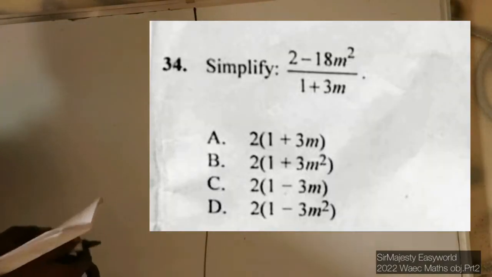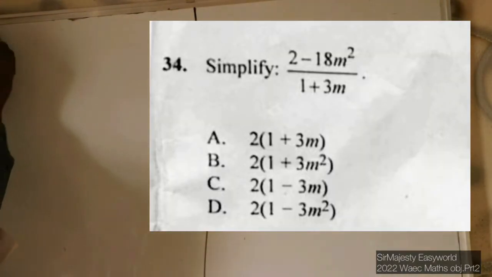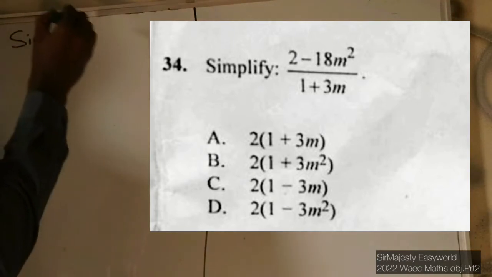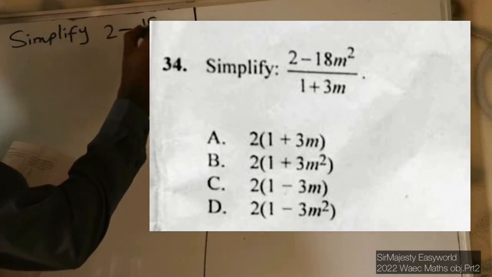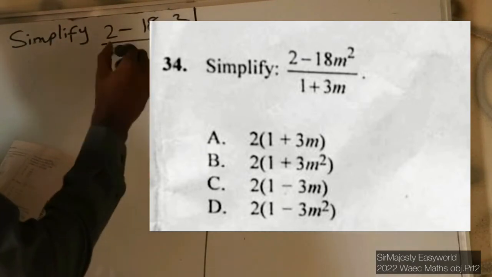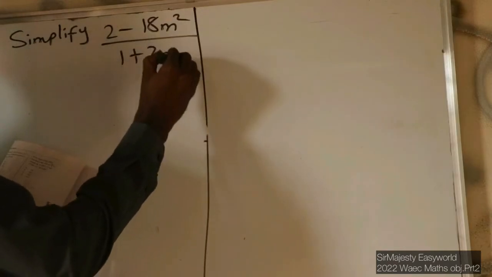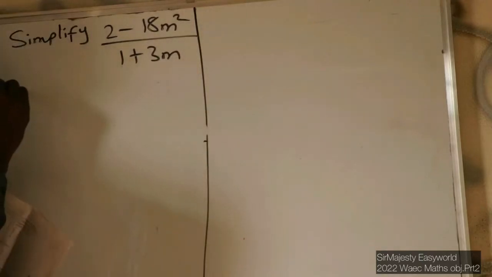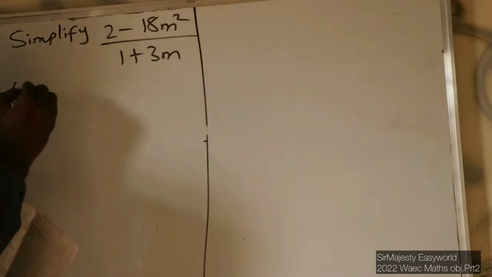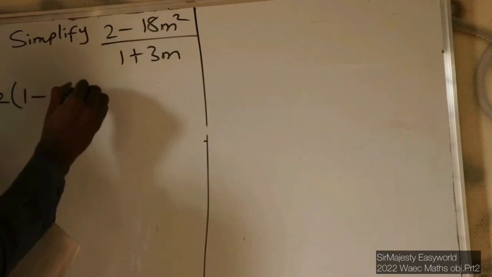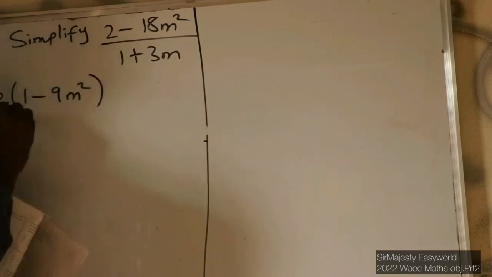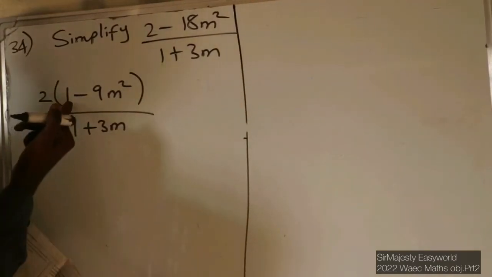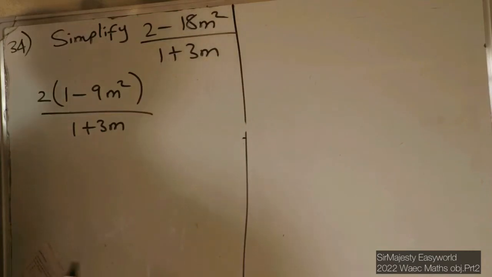Moving on, question 34 says simplify 2 minus 18m squared all over 1 plus 3m. To simplify this, we first of all factorize the numerator. So we get 2 brackets 1 minus 9m squared, close bracket, all over 1 plus 3m. This is the first step. And then we look at 1 minus 9m squared. How do we factorize this?